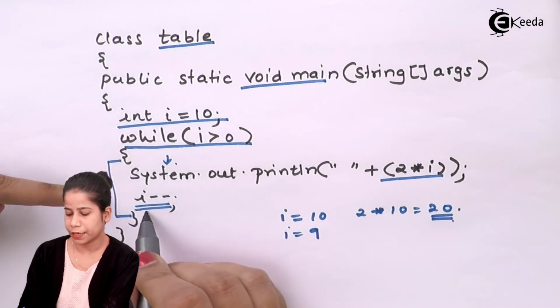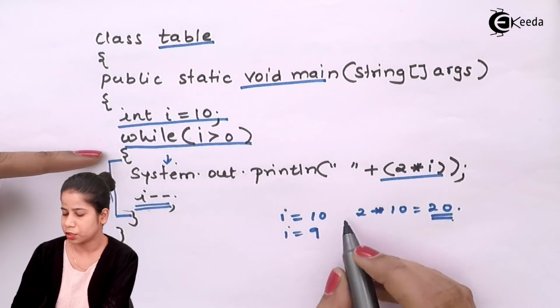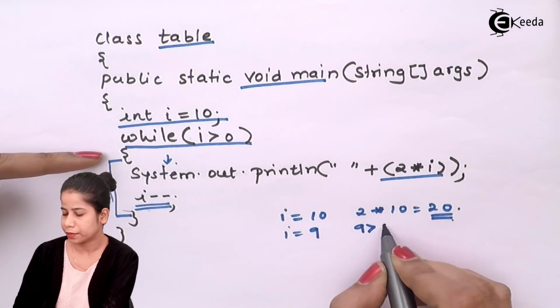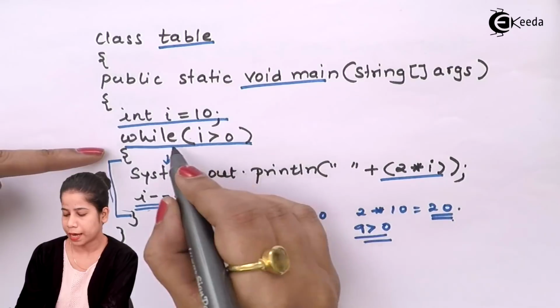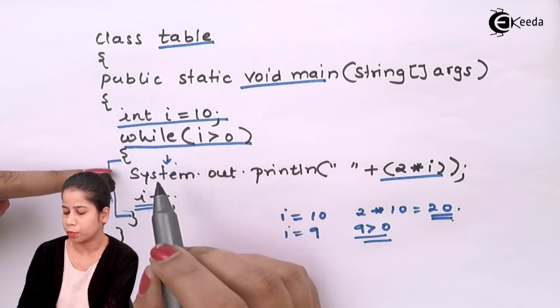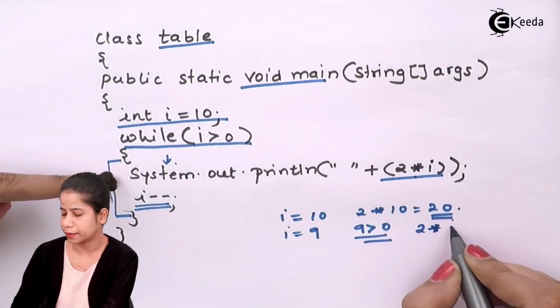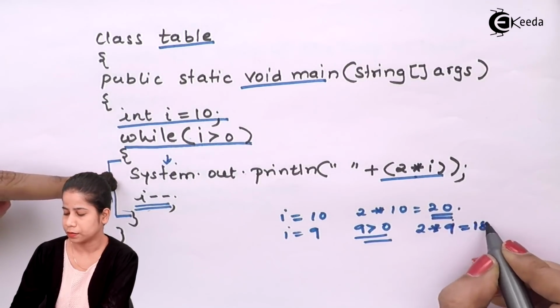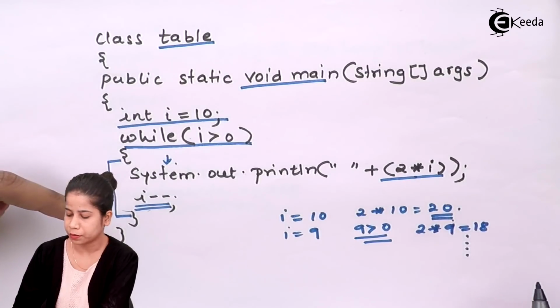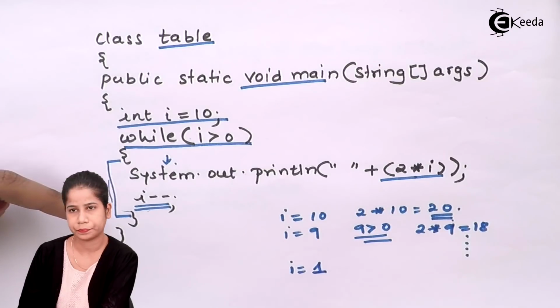So after that, what is going to happen? Again, it is going to check the condition. The condition says, is 9 greater than 0? Yes. As the condition is true, I'm again entering into the body of the loop, and then I'm multiplying 2 into 9, that is 18. So likewise this will happen till I reaches 1.